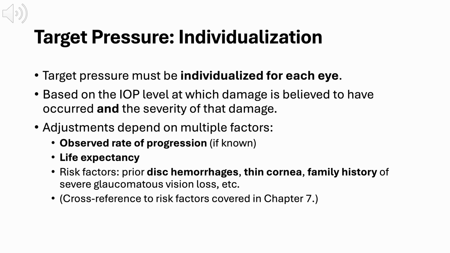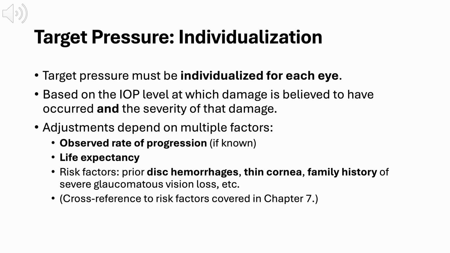Once we understand what target pressure represents, the next step is to individualize it for each patient, and in fact, for each eye. The target pressure should reflect the intraocular pressure level at which damage is believed to have occurred, and the degree of that damage. This means the same patient might have 2 different targets between their eyes.